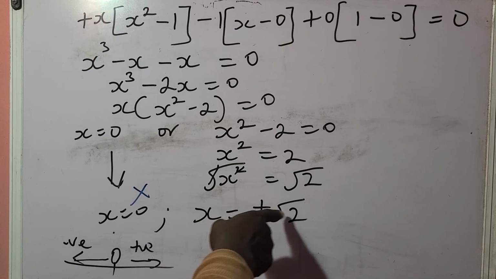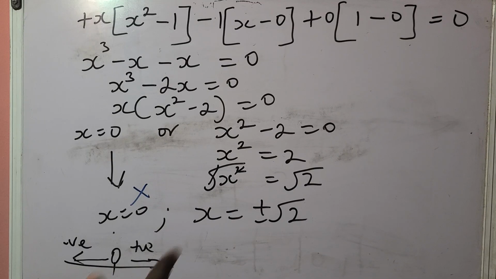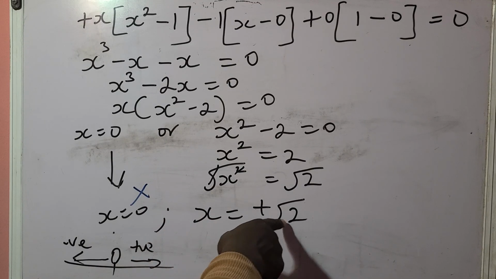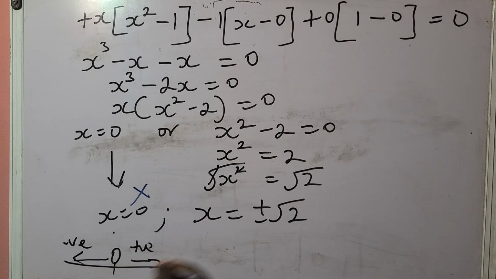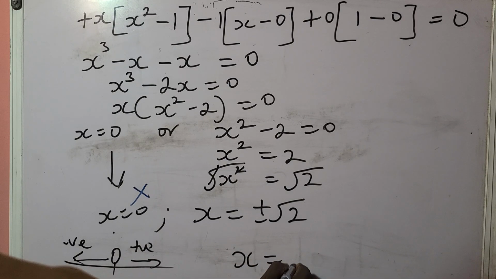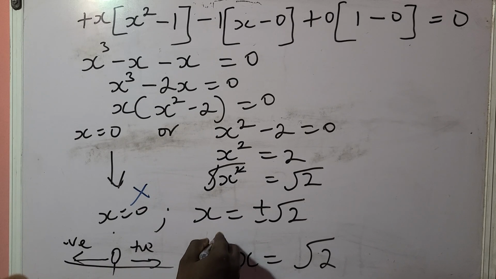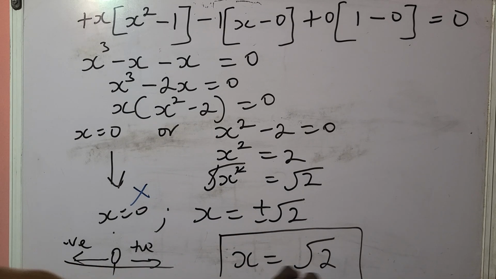And right here, plus square root of 2 is the only non-negative value because minus square root of 2 will be a negative value. So therefore, our final answer will be x equals to root 2. We can write plus root 2 or just root 2. So this will be the final answer which we were told to arrive at.